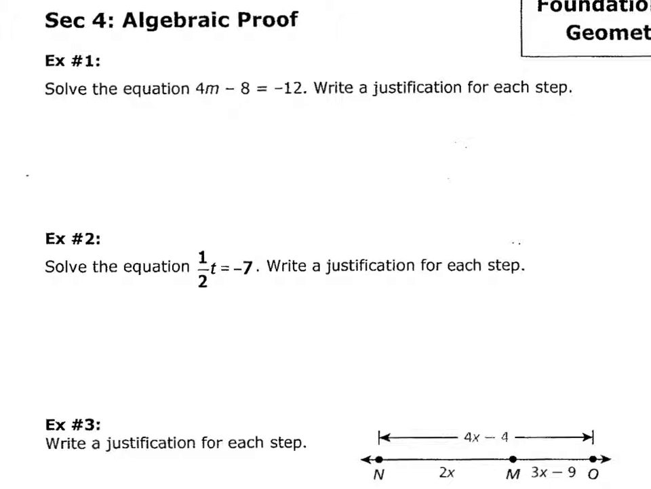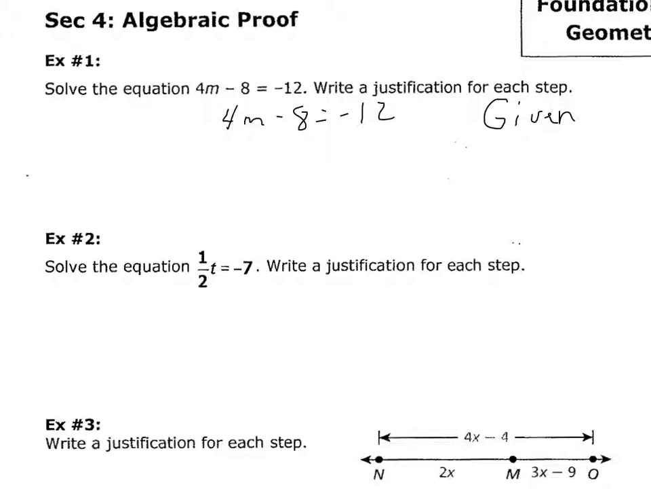Okay? So basically we're going to be solving some equations, and you're going to give me a reason for each step. And some of these just take practice. Okay. So we're given, solve the equation 4m minus 8 equals negative 12. And the first step that you always do in your proof is usually going to be a given. Information that you were given, you didn't do anything. So 4m minus 8 equals negative 12. That's just given to you.